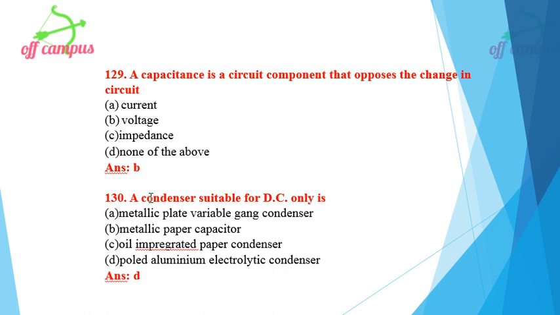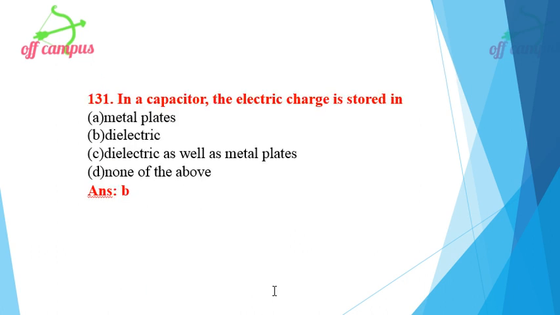Then 130, a condenser suitable for DC only is, four different options are given. The one suitable for DC only is option D, polarized aluminum electrolytic condenser. Okay. Then 131, and this is the final and last question. In a capacitor, the electric charge is stored in: metal plates, dielectric, metal plates as well as dielectric, none of the above. So in a capacitor, the electric charge is stored in the dielectric. Option B, dielectric is the right option.